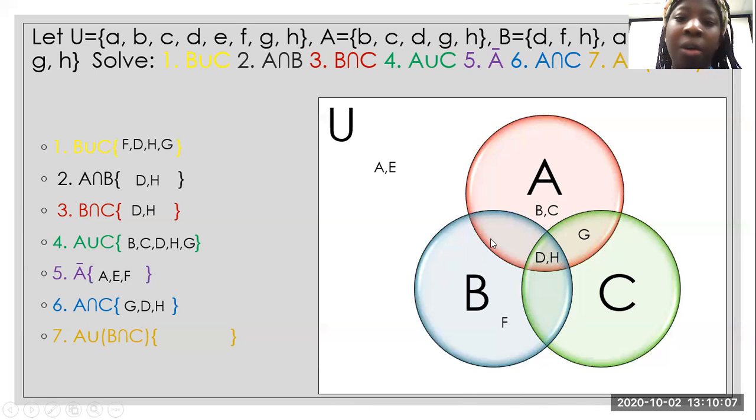And now we have A or B and C. So what's all in A? We have B, C, D, H, of course, and G, because G is in A. So our answer would be D, H, B, C, and G. And that's how you solve this problem. Let's go ahead to the next problem.